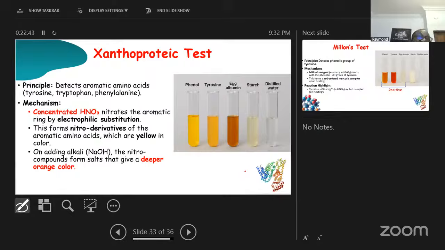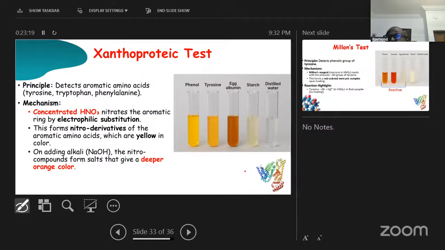So you can see here, the starch will not react. The distilled water will not react. But the egg-albumin, because it's a protein that has this aromatic amino acid, will react. Thyroxine will react because thyroxine contains a phenyl group, an aromatic group. Phenol will also react. So they might also tell you which of these will give a positive indication of Xanthoproteic test.